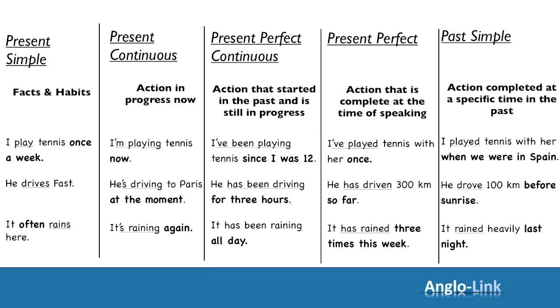I play tennis once a week. He drives fast. It often rains here. And then we looked at present continuous, which indicates an action which is in progress now. I'm playing tennis now. He's driving to Paris at the moment. It's raining again.